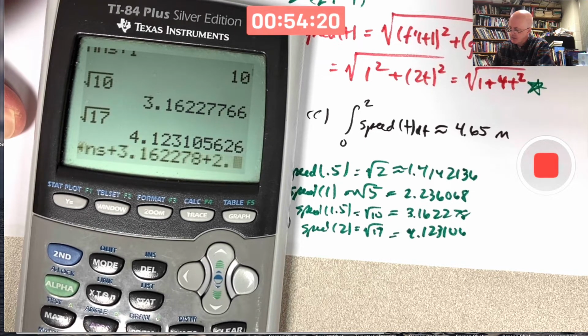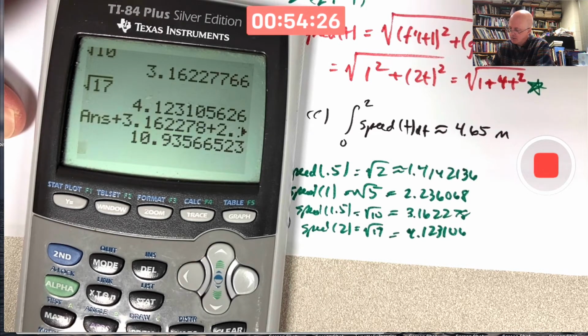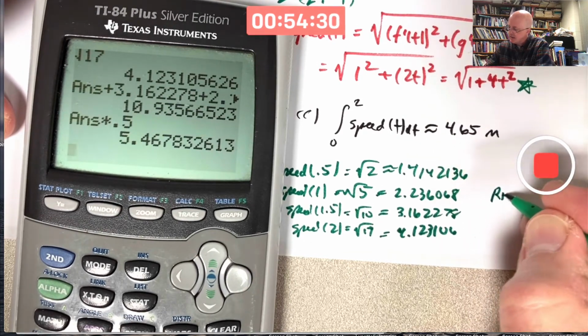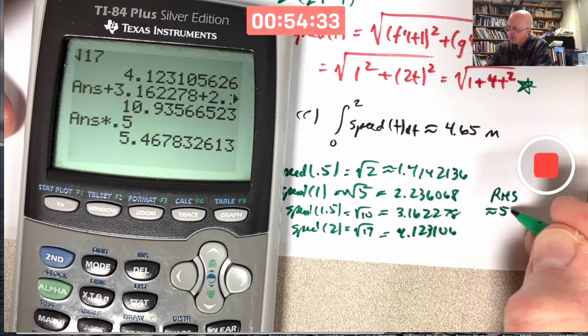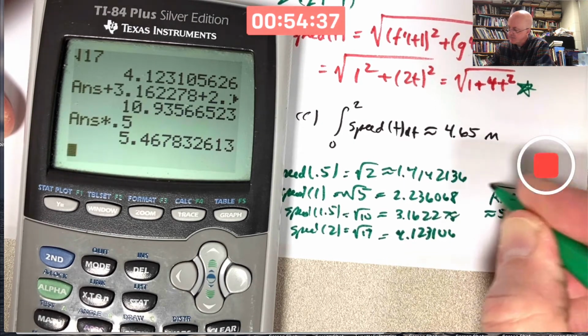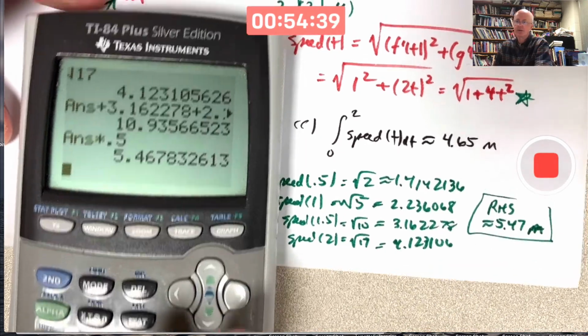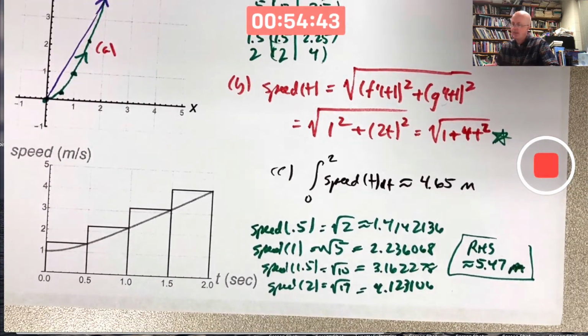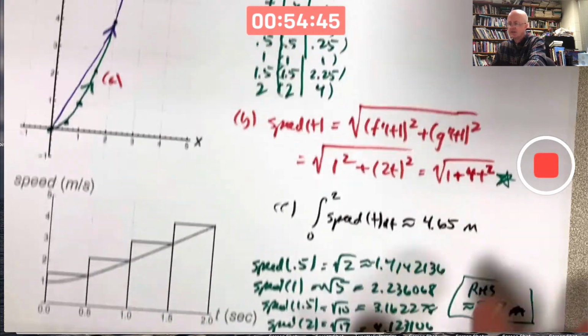So that's what I'm doing here. Times 0.5. Right-hand sum is going to be approximately 5.47 meters. Obviously too big. The calculator's integration feature gives a better answer of 4.65. Okay? But I'm telling my students they can do that.